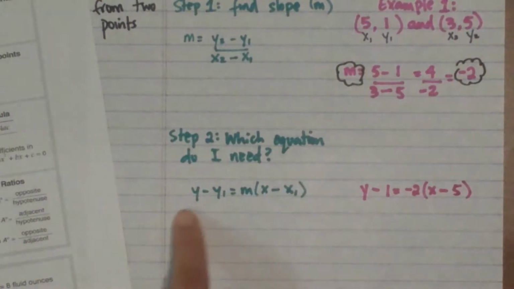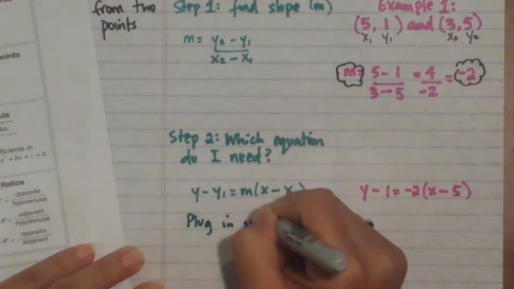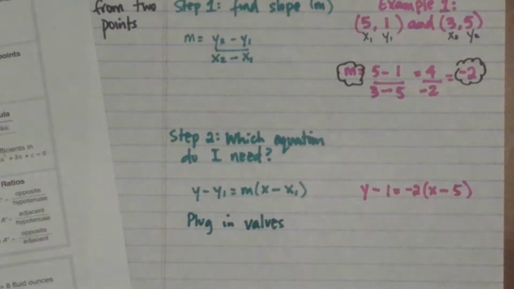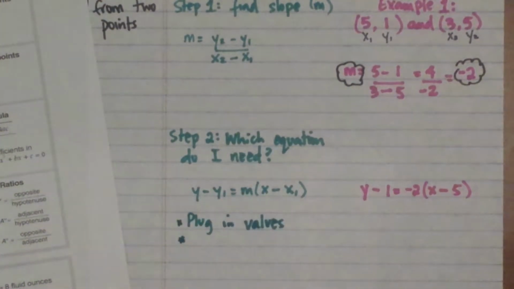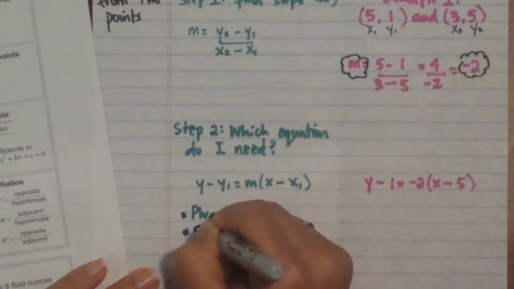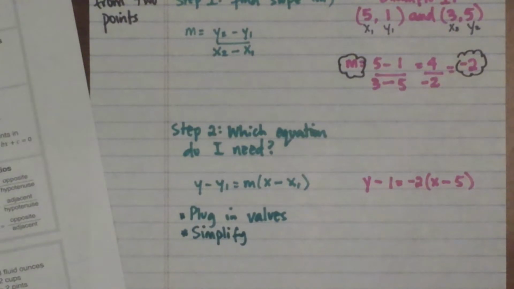Okay, so which equation do you need? Bam, that's what I need. So I'm going to go ahead and plug it in. So I guess over here you could say plug in the values. So that's what we've done. We've plugged in the values. And then what am I going to do after that? All right, we're just going to simplify. So we need to make it look like y equals something.